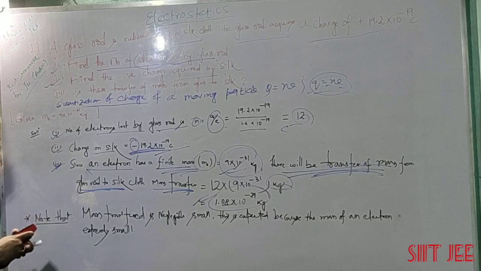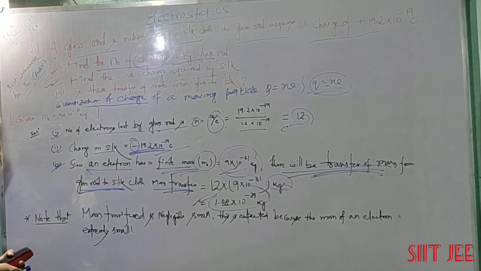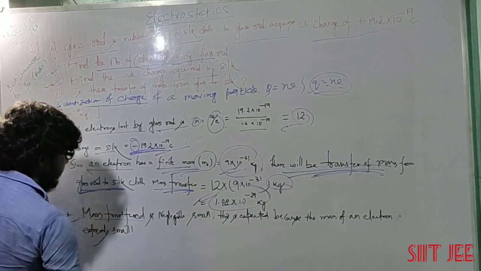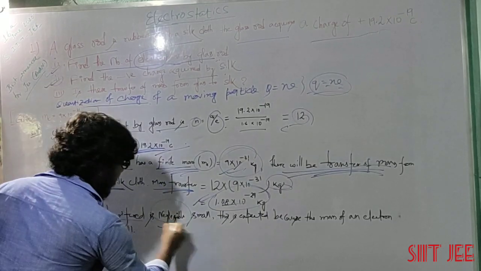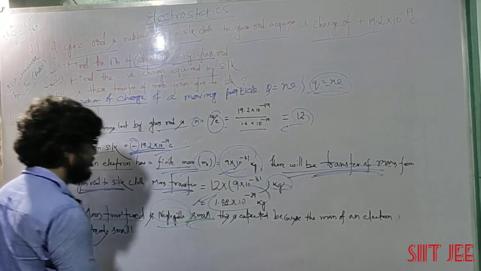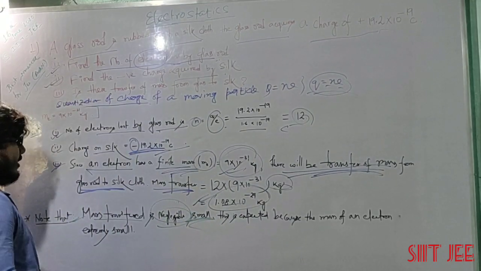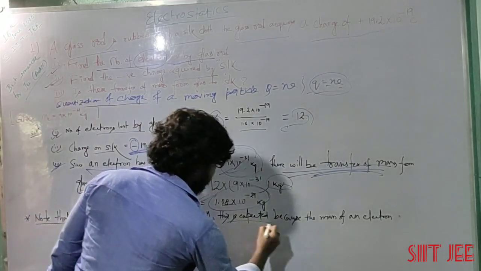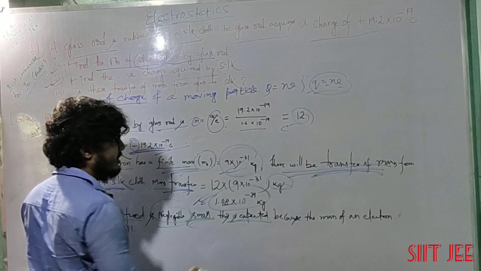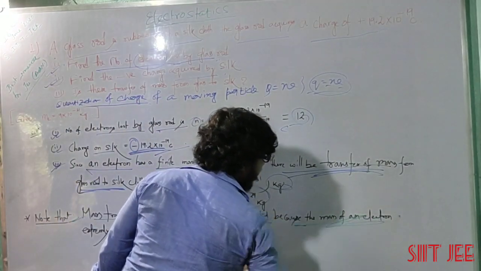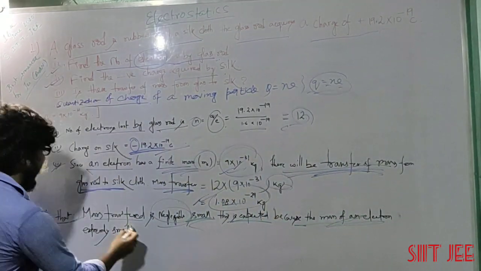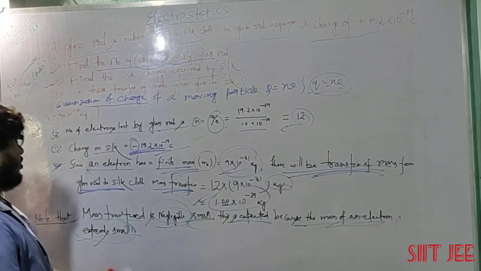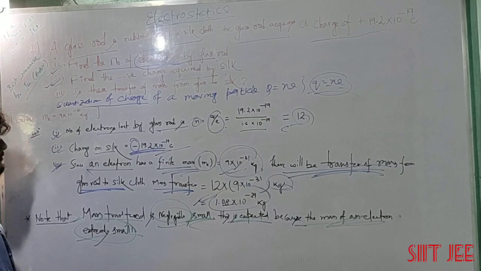Then we get the special note on mass transfer: the mass transfer is negligibly small. This is expected because the mass of an electron is extremely small.